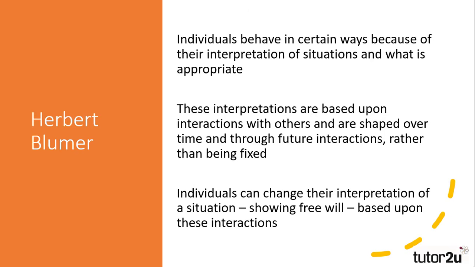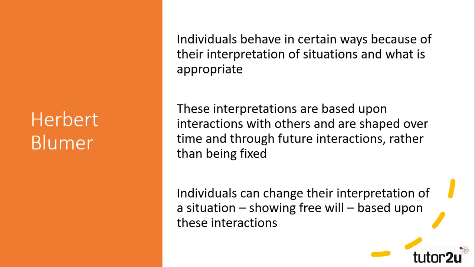Mead's ideas were built upon by Blumer, who suggested that individuals will behave in certain ways because of how they interpret appropriate behaviour for that situation. For example, if you're at a football match and your team scores, you may cheer because it is appropriate to do so. However, if the other side scores, it's probably not a good idea to cheer around your fellow fans. You may understand that the reaction you gave in the first instance, cheering a goal, is not appropriate in that situation, so you don't repeat it.